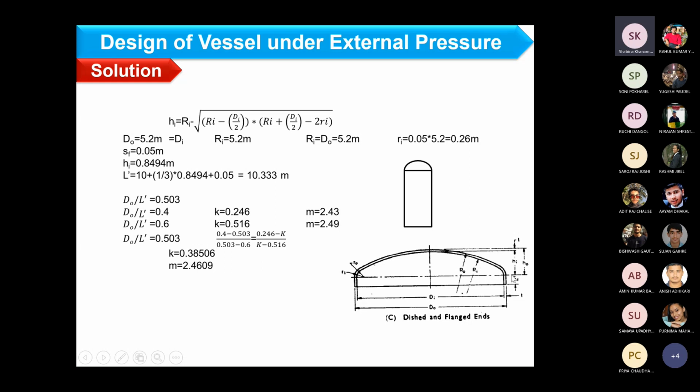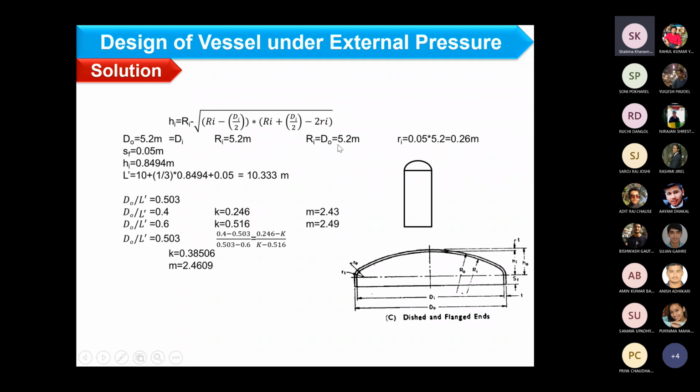Then sf we already know. Okay, the straight part in the head, that we already know. And then I need to find this hi. Okay, so this hi we can find by this expression. This we already have seen in design of head, nothing new is there. So you can see in design of heads. So hi is basically equal to capital Ri minus root over Ri minus di by 2 into Ri plus di by 2 minus 2 small ri.